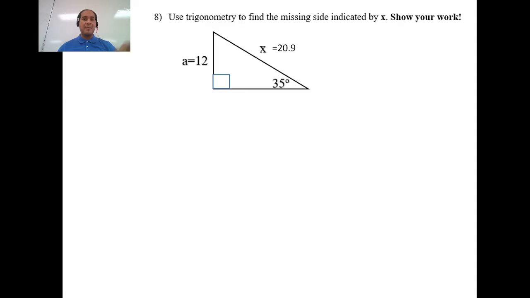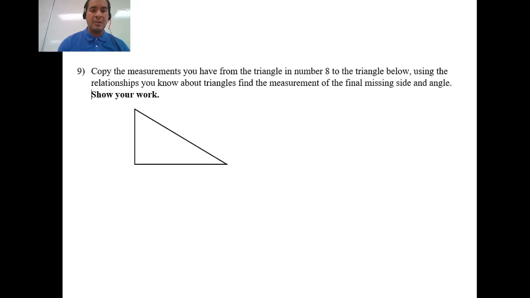So for the previous problem, that was the information we had. We had 12, 35 was our reference angle, and the 20.9 that we found. So let's go ahead and put that information in there. So that was 35 here. Then we got a 12 and a 20.9 here. We also know this is 90 degrees. So that's a 35 there. We're missing this angle up here, and we're missing this side. So we're going to go through and find that information.